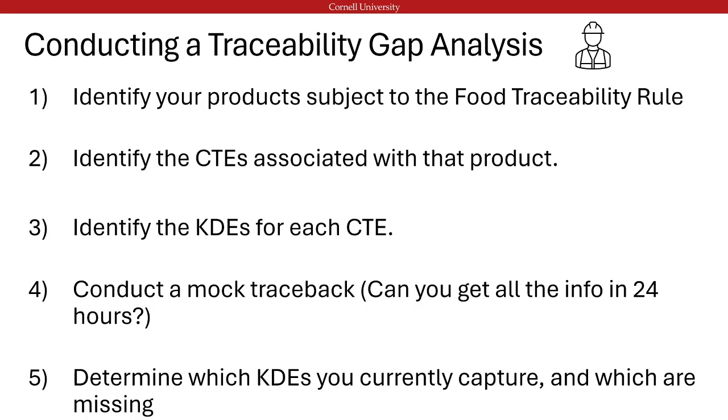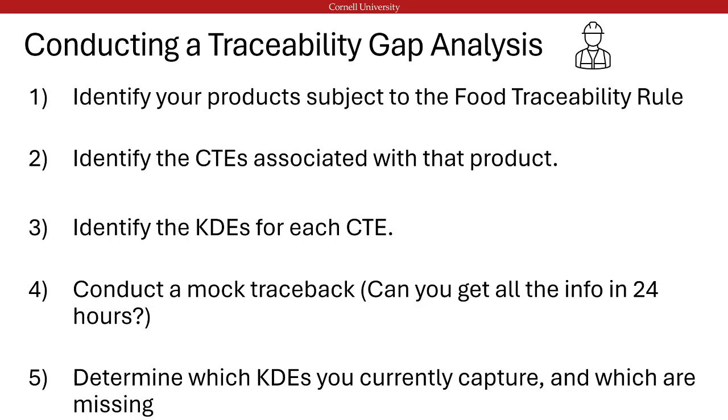And the key points in the traceability gap analysis are: 1, identify all products that your operation works with that are subject to the Food Traceability Rule. 2, identify the critical tracking events that you do with that product. And 3, look up the key data elements that you'll be responsible for managing for each of those critical tracking events.